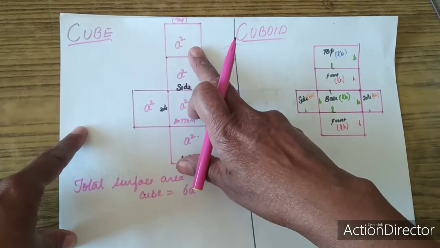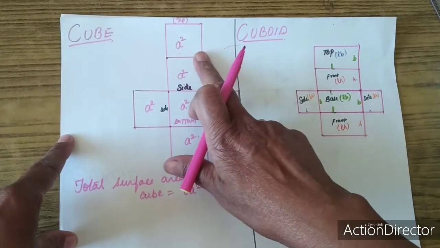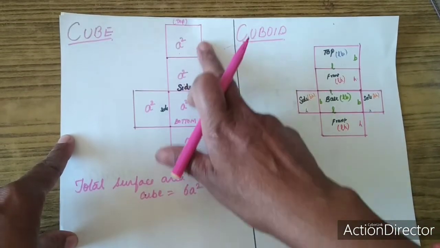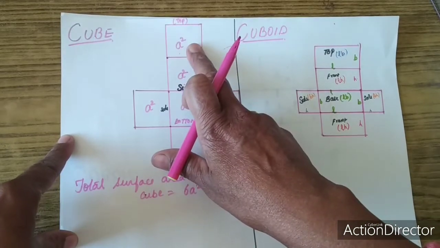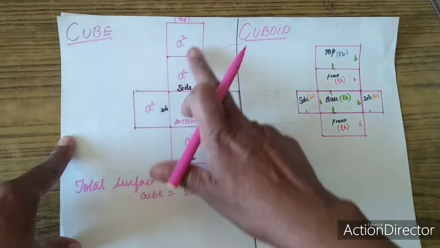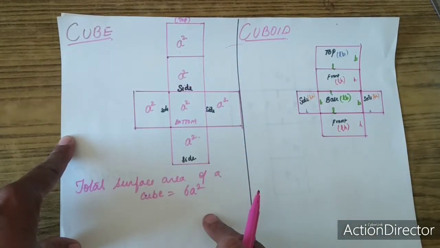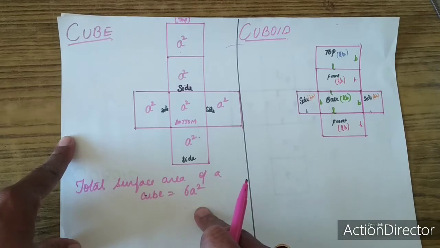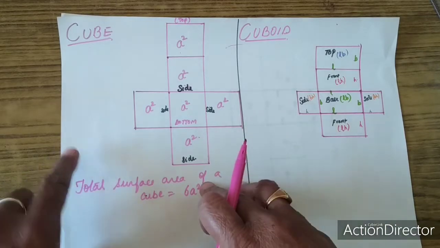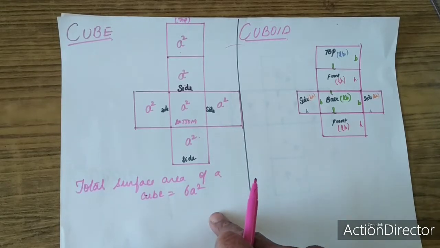Since the area of one face is equal to a square, as it is given in the shape of a square, how many a squares do you have? You have 6a square. So the total surface area of a cube is equal to 6a square. If the question simply mentions surface area, it means only the total surface area.